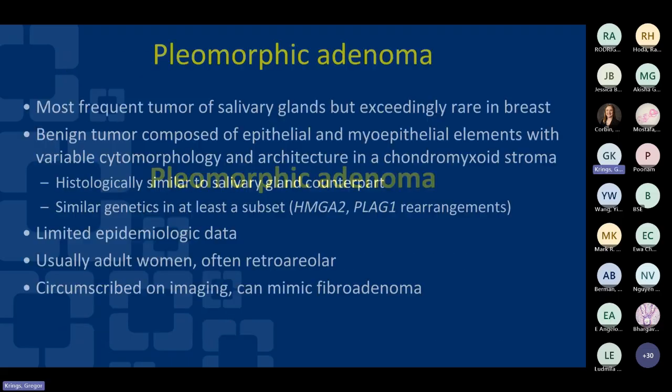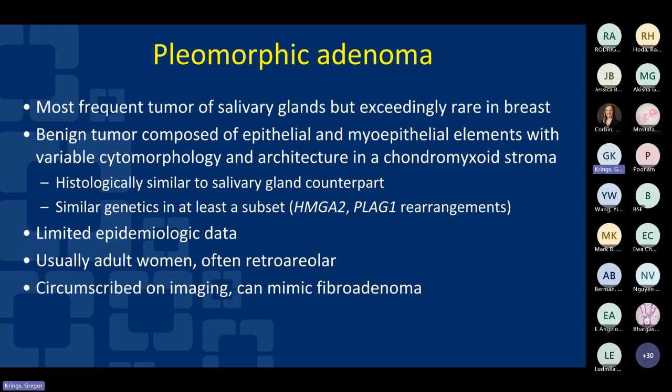All right, so pleomorphic adenomas, of course, are the most frequent tumor in salivary glands, but again, are very rare in the breast. They're composed, like in salivary gland, of epithelial and myoepithelial elements in a characteristic chondromyxoid stroma. And they also share genetic features with their salivary gland counterparts. In the breast, there's very limited epidemiologic data for these tumors. They usually arise in adult women, often retroareolar in location. On imaging they can mimic other benign lesions like fibroadenoma.